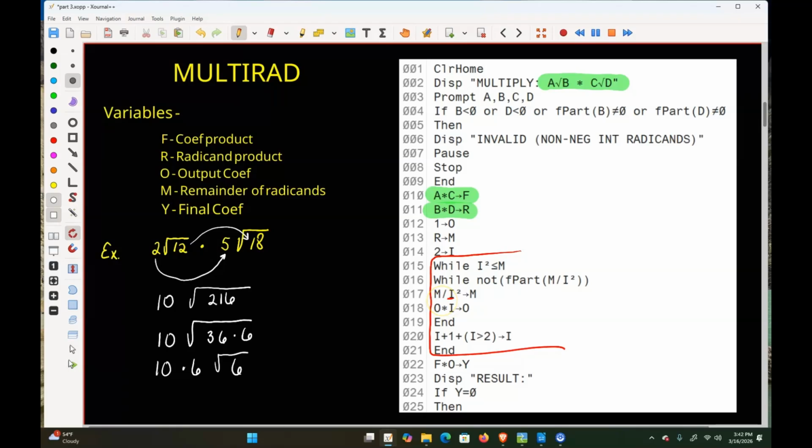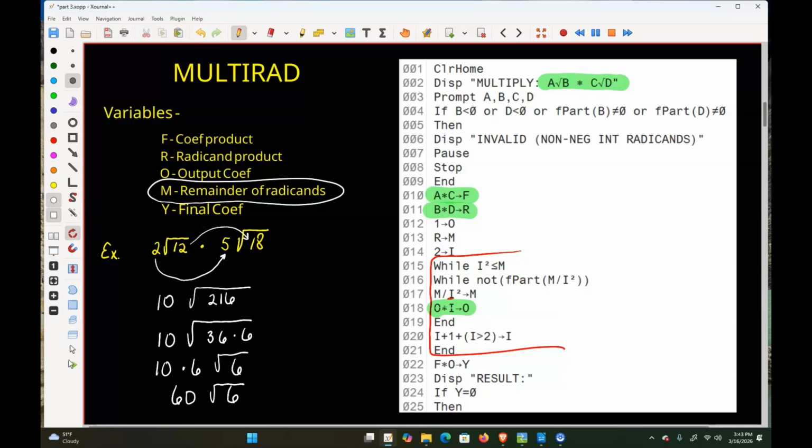Okay, so in the line here, we're multiplying our original number times what we just pulled out. So we pulled out an I. So that will give us the 60. And the part that's remaining over the square root 6 will be the remainder of the radicand. So that would be M.